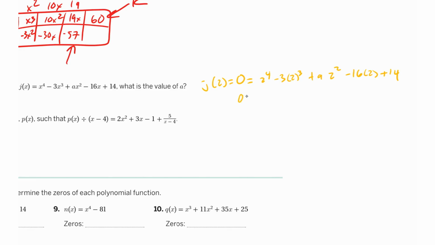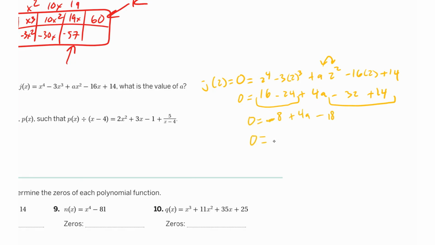So I'm going to go ahead and simplify this. 0 equals 16 minus, what is that, 8 times 3 is 24 plus 4a. I'm going to switch these around because this is now my constant. Minus 32 plus 14. We'll start to add and subtract things over here. So this ends up becoming, what is that, negative 8 plus 4a. And then these two things become negative, what is that, 16, 17, 18. So 0 equals negative 8.